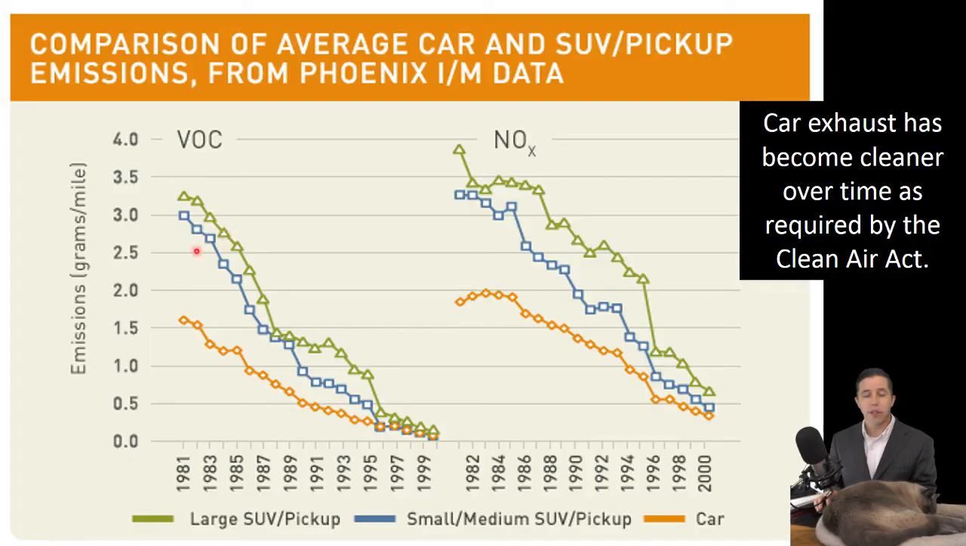And there are different kinds of cars here: SUVs, pickups, small cars, small pickups, and then just cars. What you notice from 1981 to 1999 is that the amount of VOCs is going down and the amount of NOx is going down, okay? Again, that's due to regulation from the Clean Air Act. Manufacturers are required to meet certain standards for air pollution.